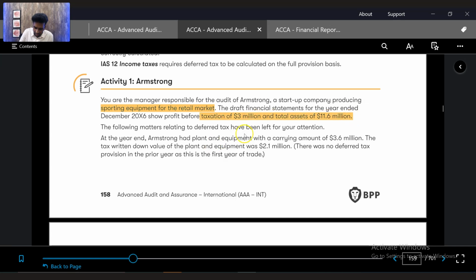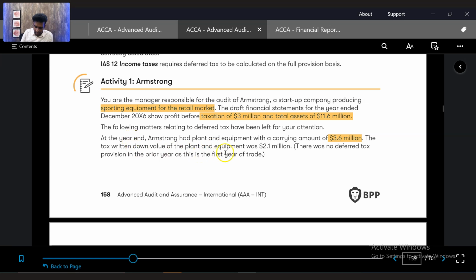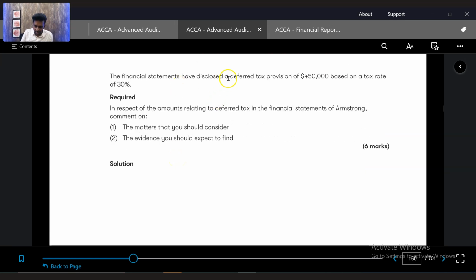11.6 million. So when they give you this data, you are asked to calculate the materiality, because you can calculate the materiality based on profit before tax and compare it against the transaction to see if the transaction is material or immaterial. At year end, Armstrong had a plant and equipment with a carrying amount of 3.6 million. The tax written down value of the plant and equipment was 2.1 million. There was no deferred tax provision in the year, as this is the first year of trade. The financial statement have disclosed a deferred tax provision of 450,000 based on a tax rate of 30%.